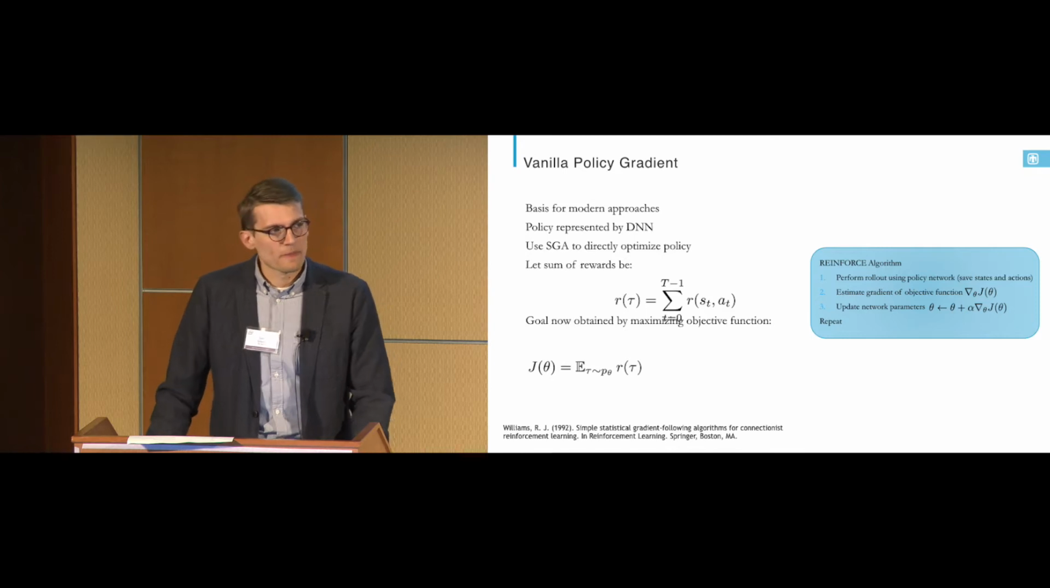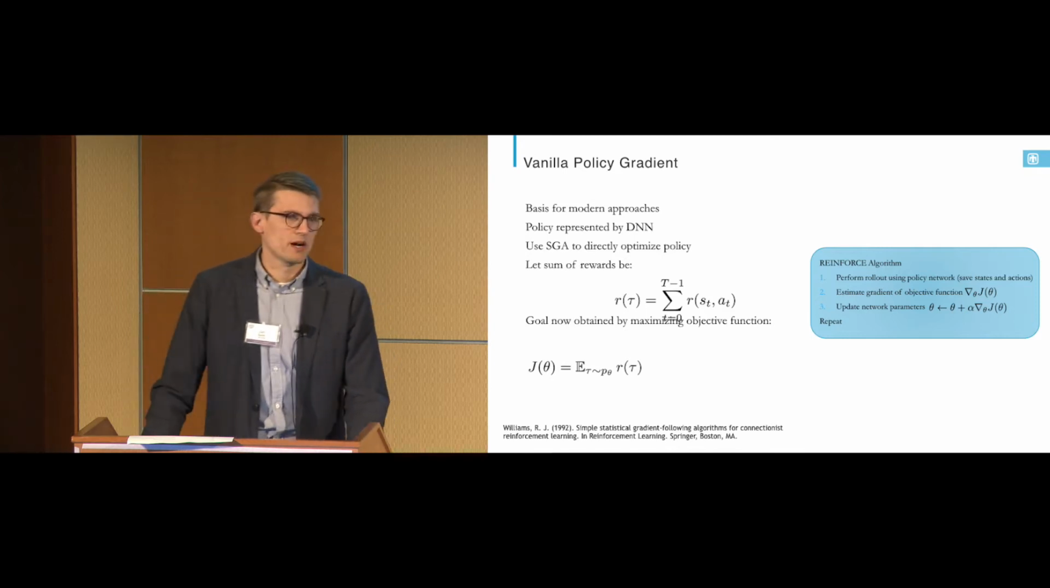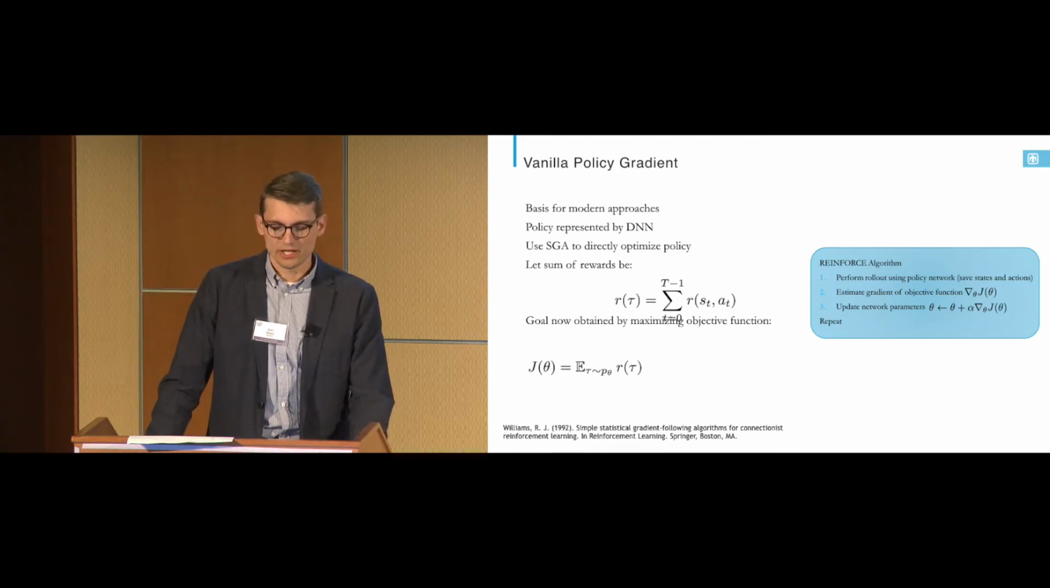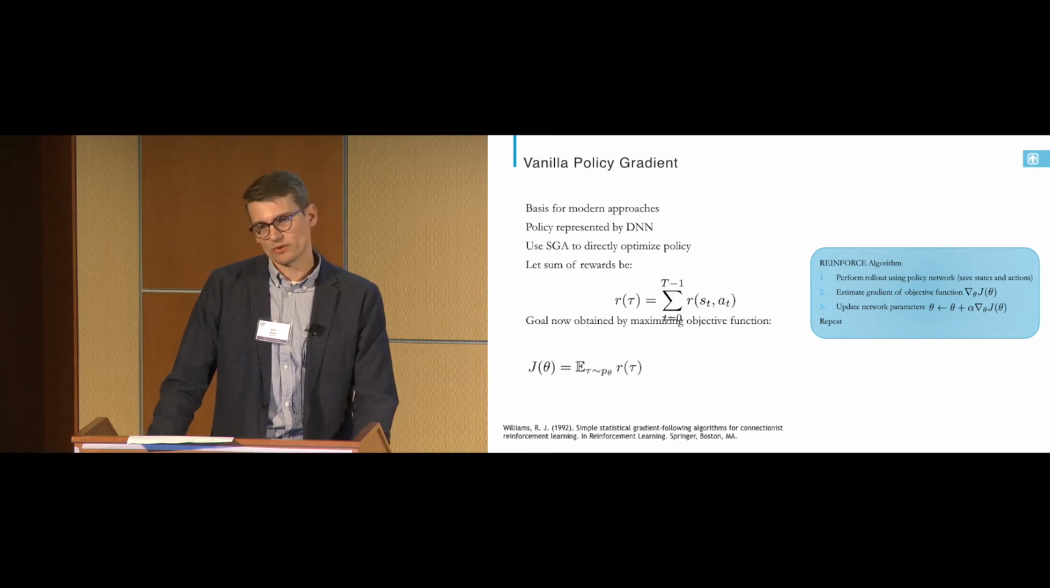And because our policy is represented by a neural network, we can differentiate it, and then we can use stochastic gradient ascent to move the parameters in directions that increase rewards based on previous experiences.